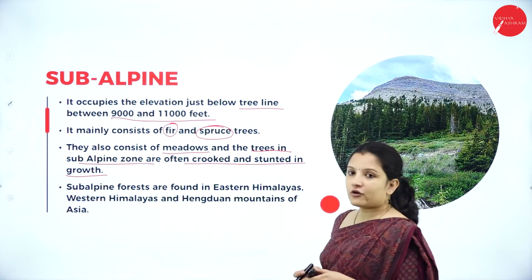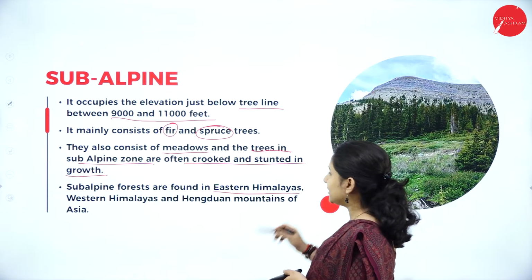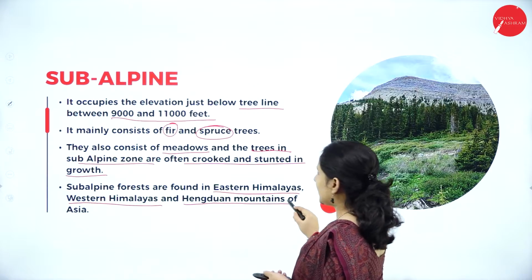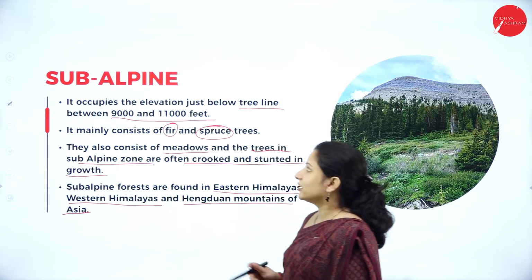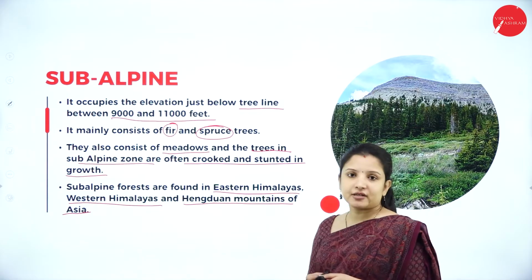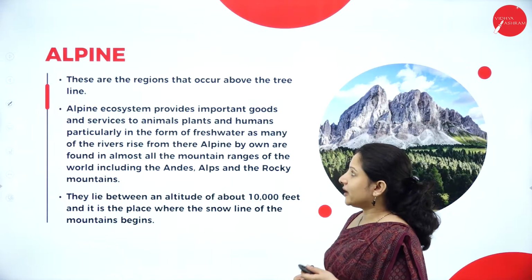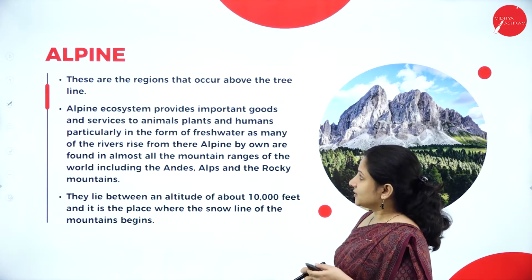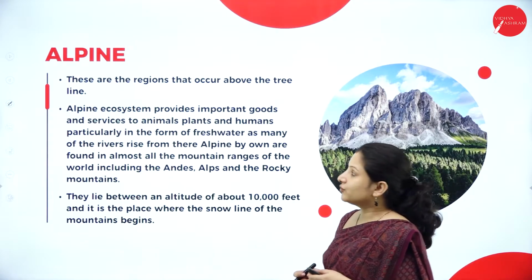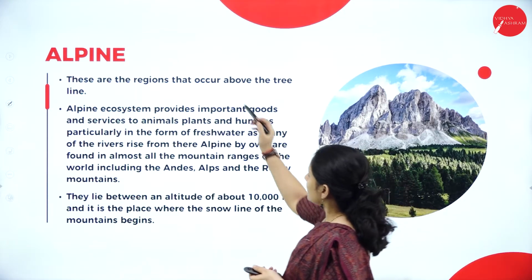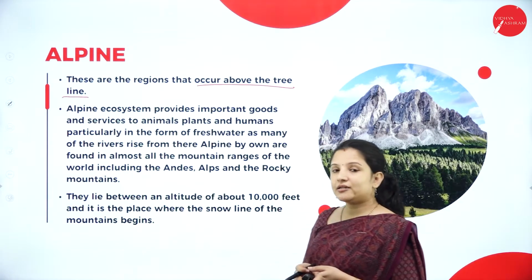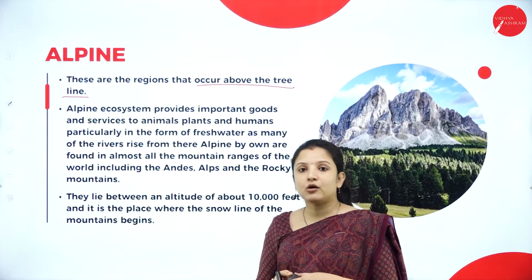So subalpine forests are usually found in the eastern Himalayas, the western Himalayas, and the Hengduan mountains of Asia. These regions have the subalpine biodiversity, and they are filled with trees such as the fir and the spruce. So this is about the subalpine zone of biodiversity according to the altitudinal gradient. Next is the alpine zone. These are the regions that occur above the tree line. Because they occur above the tree line, they receive ample sunlight.